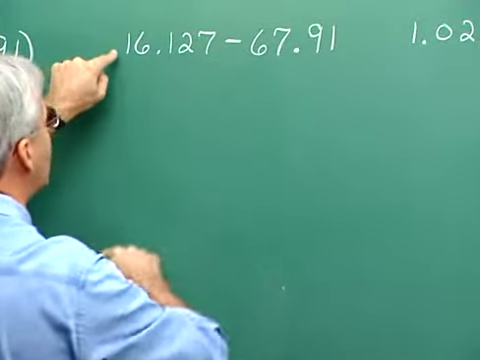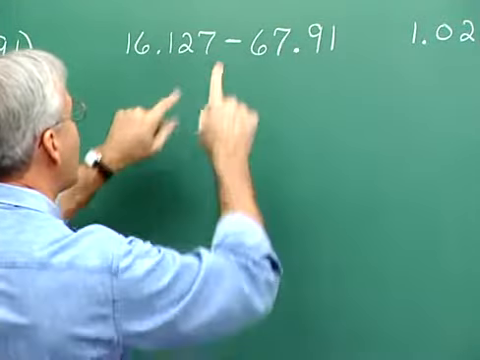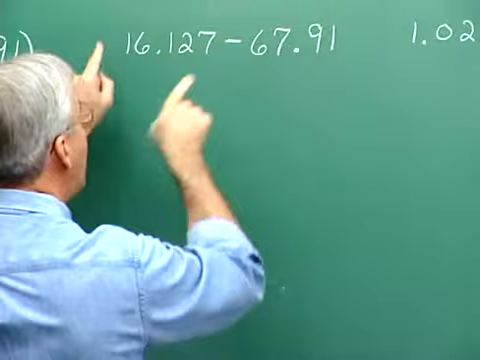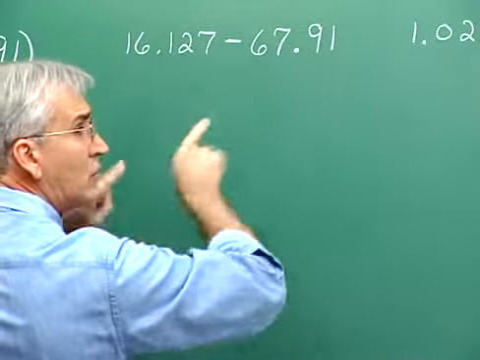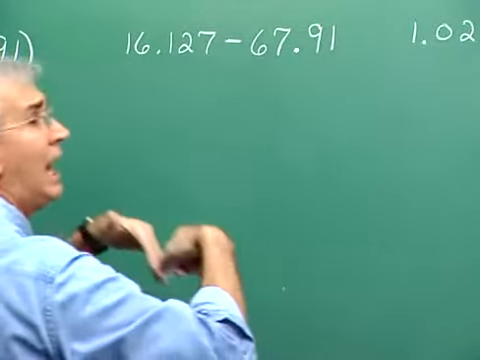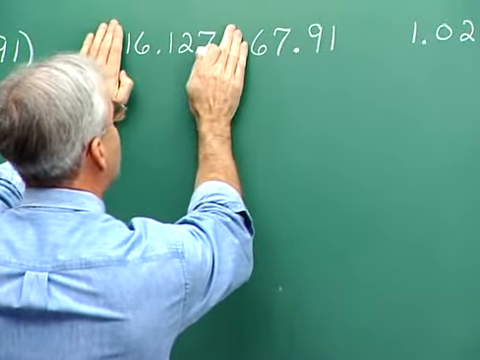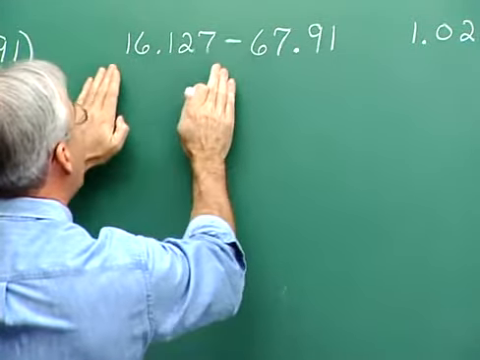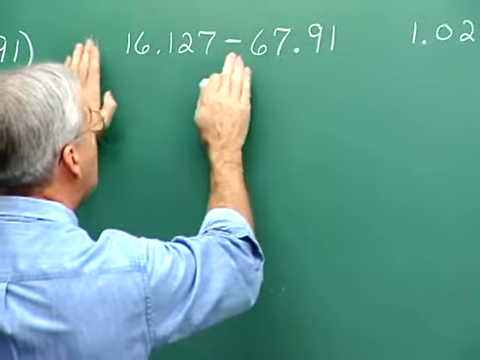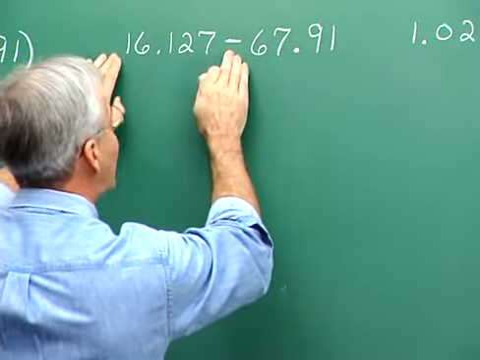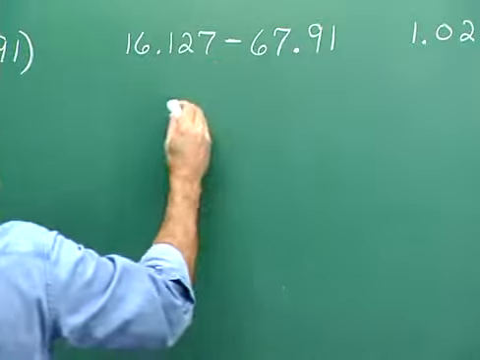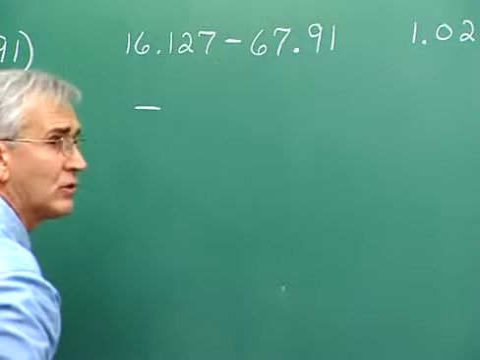So we have positive 16.127 minus this number. You see, the signs are different, so we want to subtract digits and apply the sign of the larger of these two. We're subtracting digits without regard to sign, and then we look at the sign of the larger one, which is minus again in this case. So our answer is going to be minus, or negative.